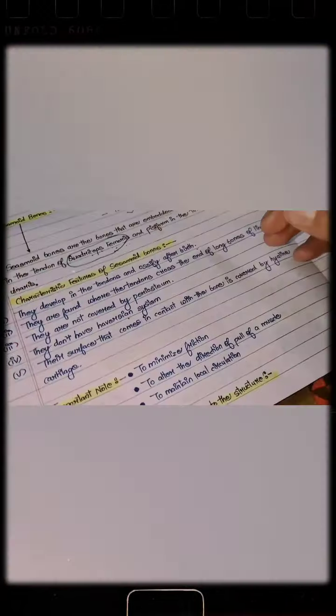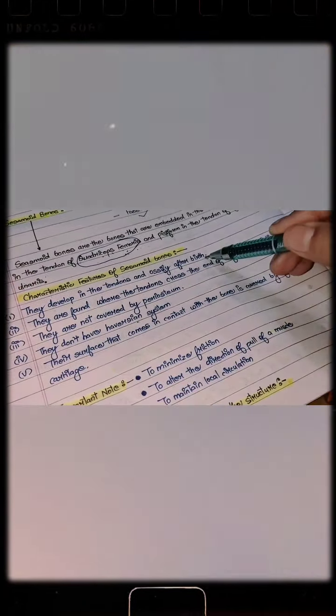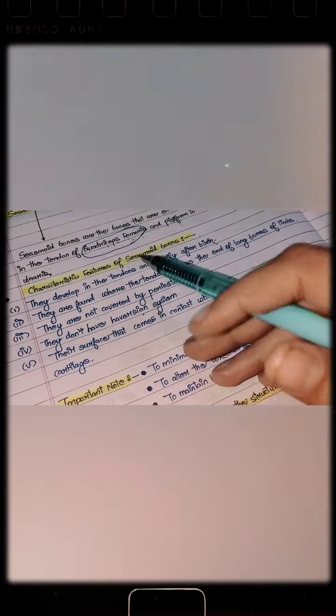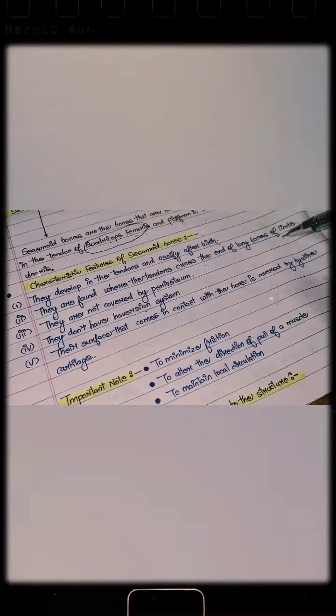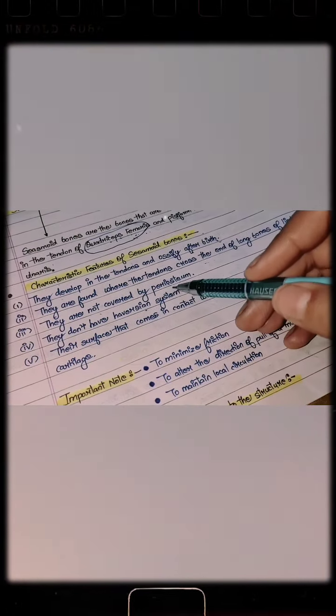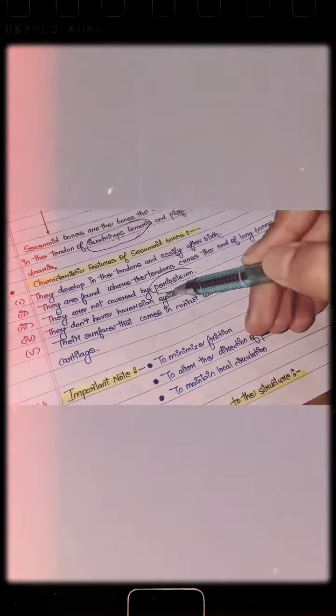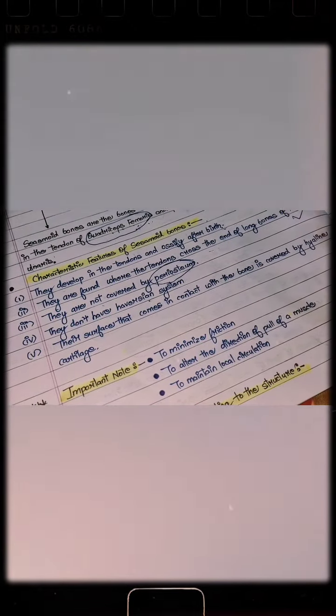Now coming to the main characteristic features of the sesamoid bone. They develop in the tendon and ossify after birth. So the bone formation is done after birth in the case of a sesamoid bone. They are found where the tendons cross the end of long bones of limbs. They are not covered by any periosteum. There is no covering.